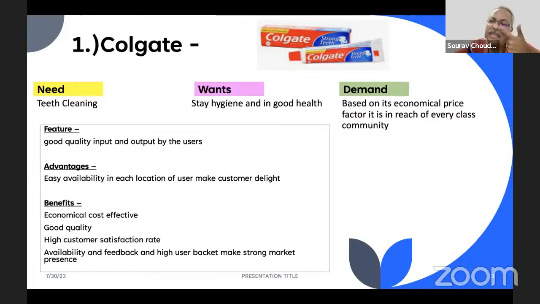known brand in the market, that is Colgate, based on its economic, आपने क्या लिखा था? Economical price factor, it is in reach of every class community. नहीं. Demand is मैं Colgate क्यों खरीद रहा हूं और मैं Vicco का टूथपेस्ट क्यों नहीं खरीद रहा? Okay. Because Colgate is the most well-known brand in the market for toothpaste, for tooth hygiene, correct? Correct, sir. So even if it is expensive, I will go and buy Colgate only. Got it? Got it, sir.